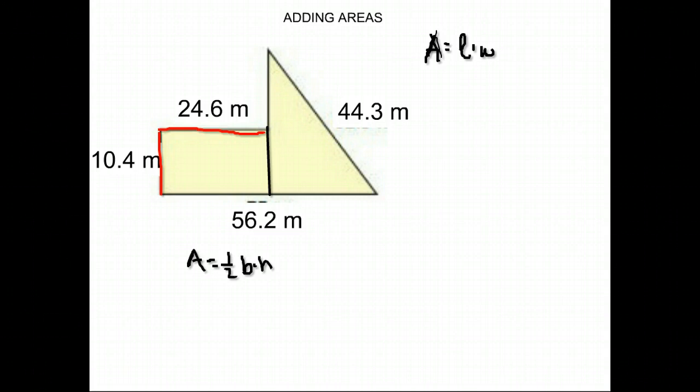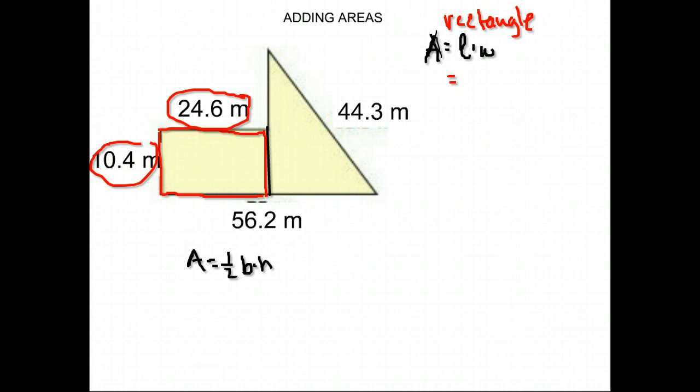Okay, do we have the length and the width? Let me outline it right here. Well, notice here is our length and here is our width. So we can go ahead and find the area of that rectangle. I'll try and label it here. The rectangle would be 24.6 times 10.4. And we do that, we'll get our part of our answer.